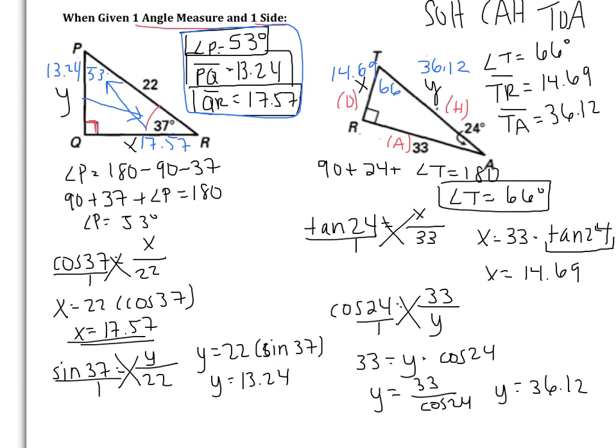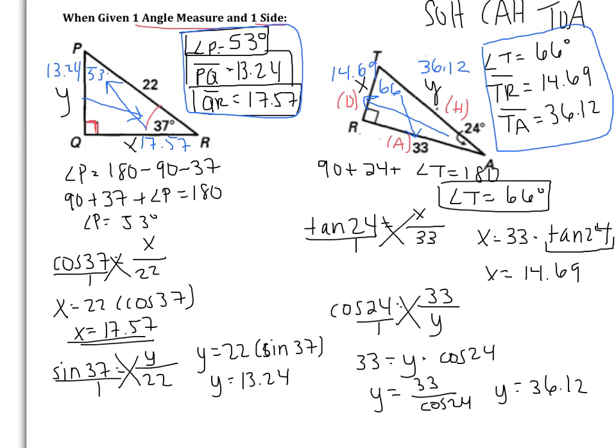Okay, the first thing that makes sense is that my hypotenuse is the longest side, which here is the case. TA is the longest side. Then the smallest angle should be across from the smallest side. 14.69 is the smallest side. Medium angle should be across from the medium side. 33 is the middle side. So my answers do make sense. Therefore, these are the three values that solve the triangle.